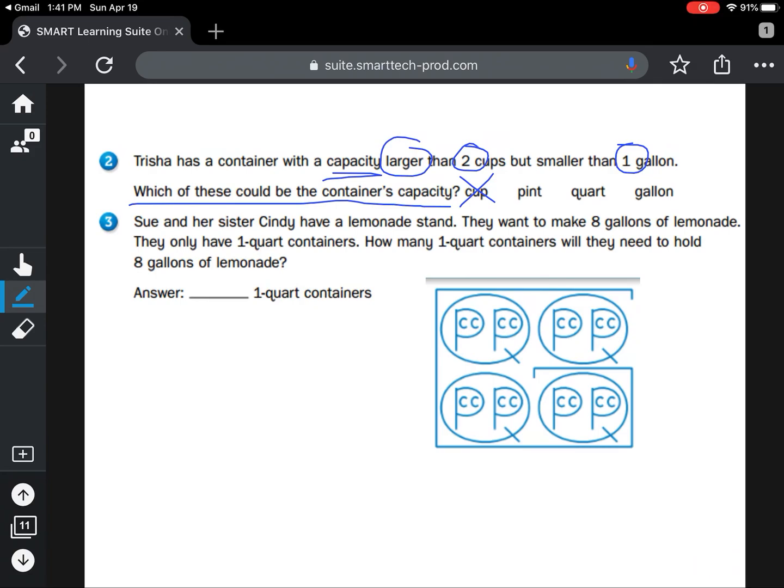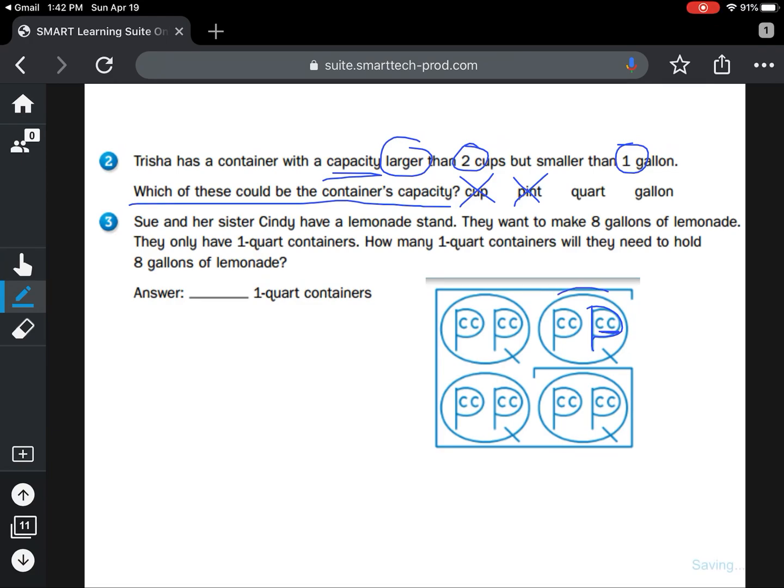And then a pint. Let's think about what a pint actually is. If you look at the P down here at the bottom, a P or pint is the same as 2 cups. But in the first sentence, it says the capacity is larger than 2 cups. So the capacity of this mystery container cannot be a pint because a pint is exactly 2 cups, not larger than 2 cups. Then our next option is a quart.